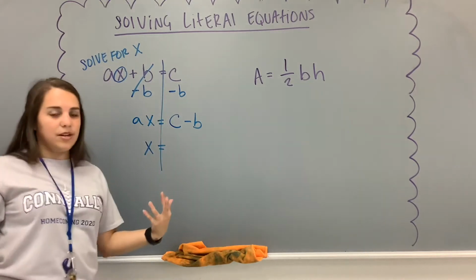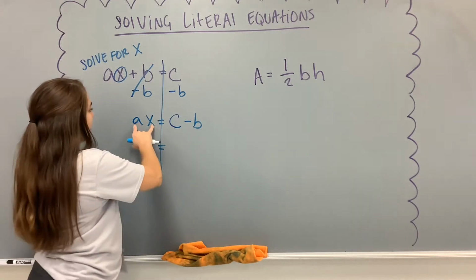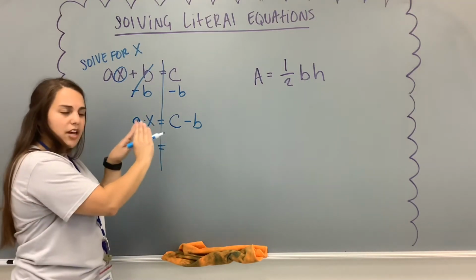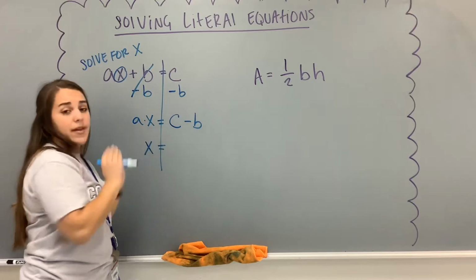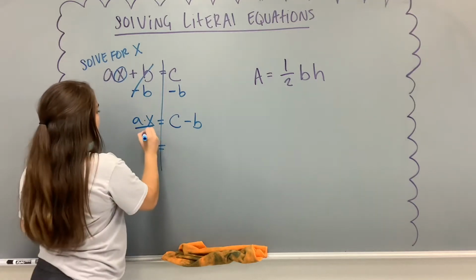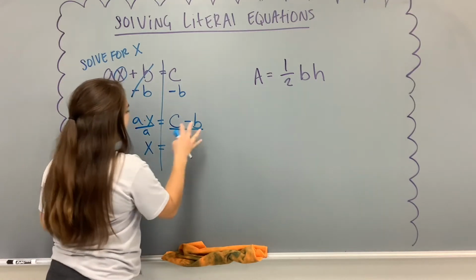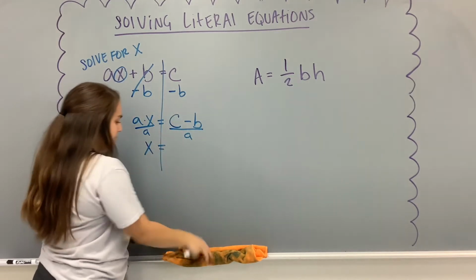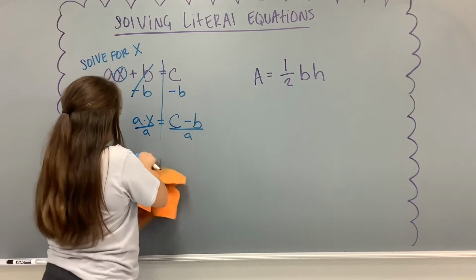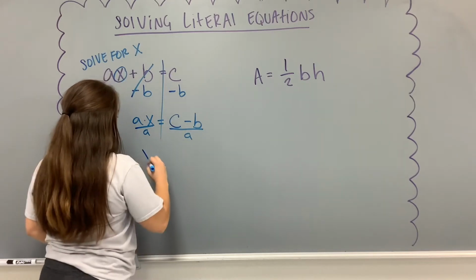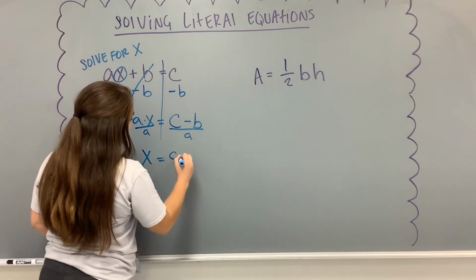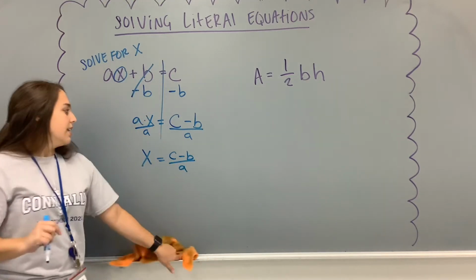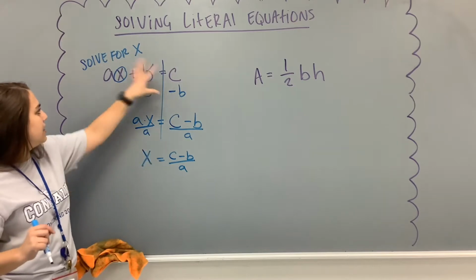And the last thing we do: this a and this x are technically multiplying each other. When variables sit right next to each other, just like a number and a variable do, they are multiplying. So we're going to divide by a on both sides of the equation. So I divided by a. Our answer is now, and I'm going to move this a little bit down so I can have some room to write, x equals c minus b all over a. There you go. That is how we solved for x in this equation.